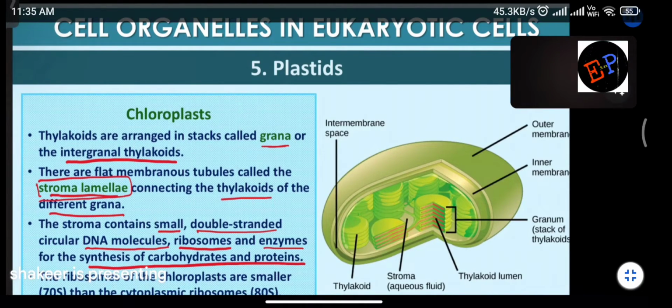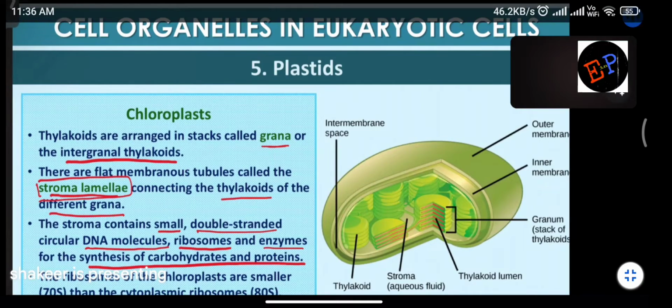And inside the stroma, you can find grana also, which is a stack, a pile of thylakoids. And some more empty space is there. In that empty space, again, you can find double-stranded DNA molecules. Here also, you can find ribosomes. And some other enzymes are also present which are responsible for the production of carbohydrates as well as proteins.